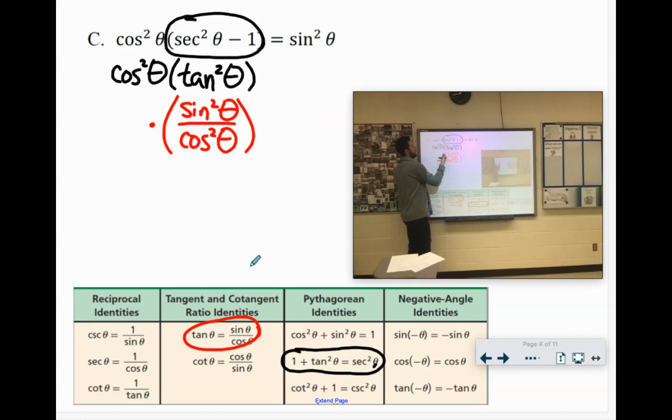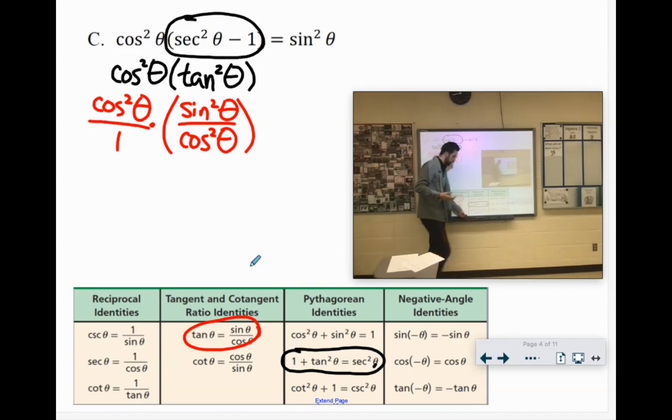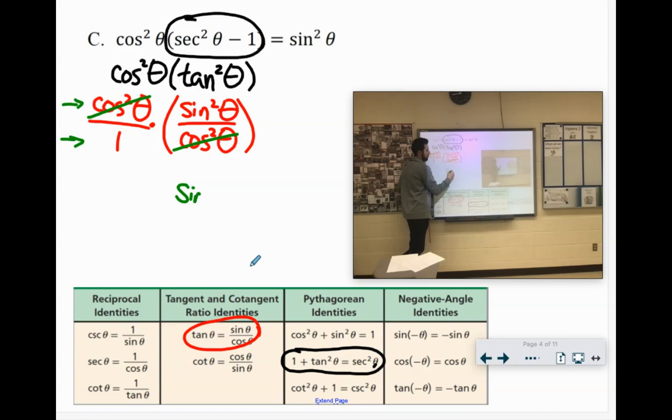Now we're multiplying that by this other cosine squared theta out here, which is cosine squared theta over 1. But you don't need to even do that part. So now we can simplify. You have a cosine squared theta in the numerator and in the denominator, so we can cancel those out. All we're left with is sine squared theta over 1, which is just sine squared theta, which was what we were looking for the whole time.